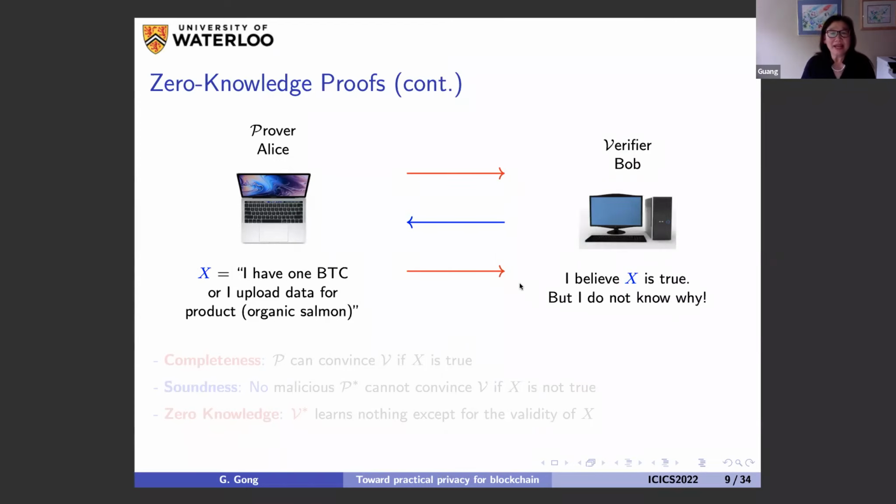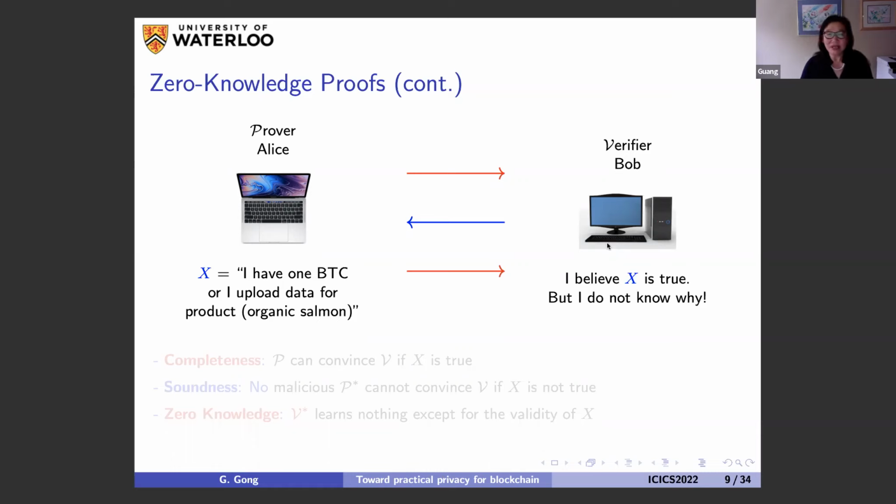So Alice, we say, is a prover, and Bob is a verifier. Alice said, this is her claim, I have 1 Bitcoin, or it could be a claim like I uploaded the data for a product, for example, organic salmon. And this is verifier Bob. Bob wants to accept this. So Bob thinks, I believe X is true, but I do not know why.